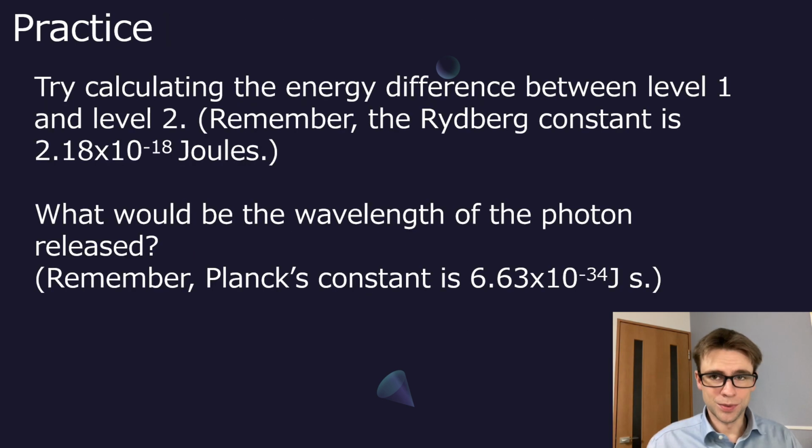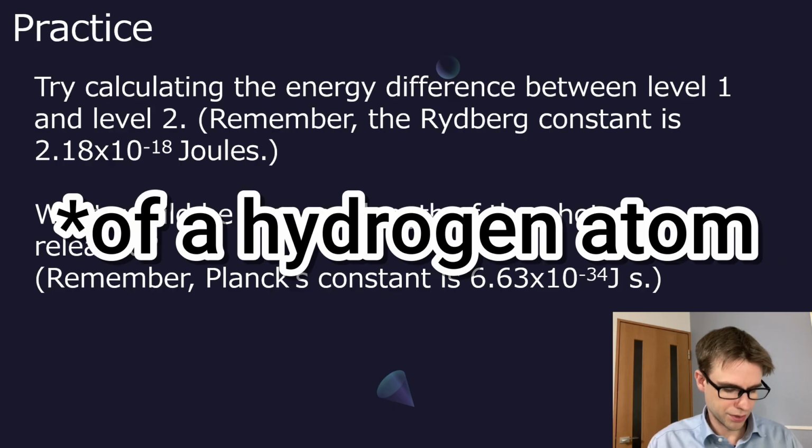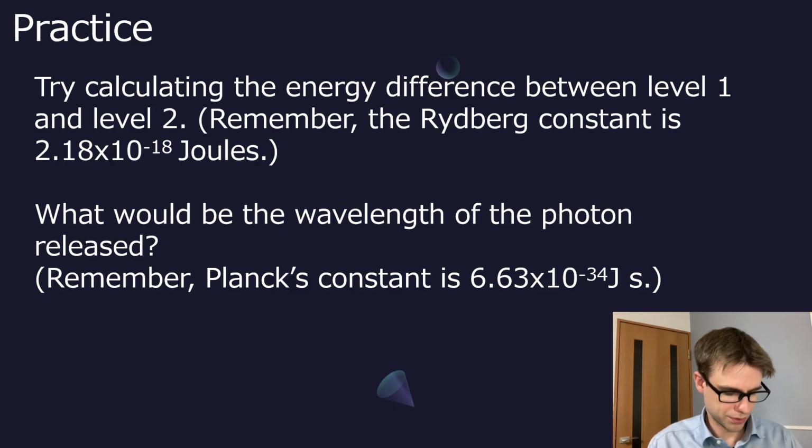So here's a practice question. I think we'll only have one practice question for this because all of the practice questions kind of end up being the same. You just convert between energy, frequency, wavelength, those kinds of things. So try calculating the energy difference between level 1 and level 2. Remember, the Rydberg constant is 2.18 times 10 to the minus 18 joules.